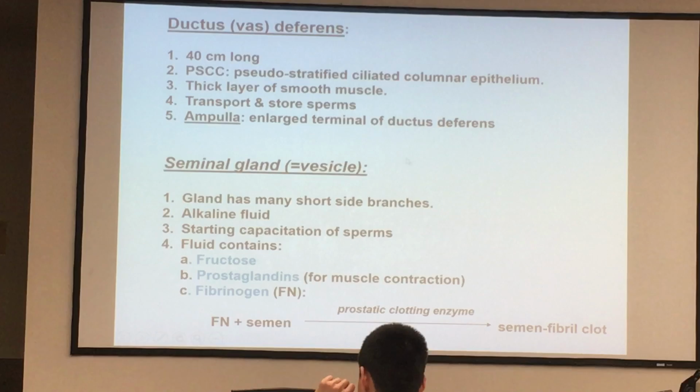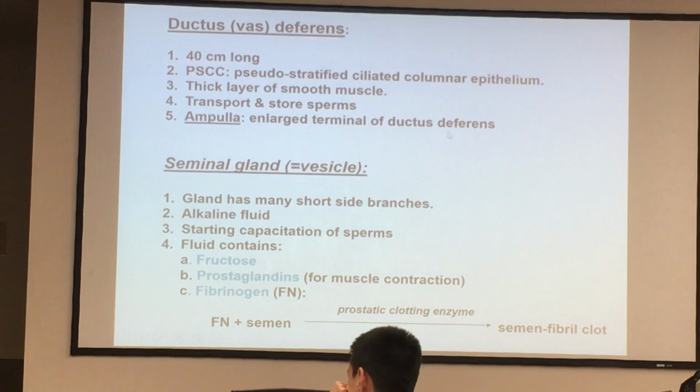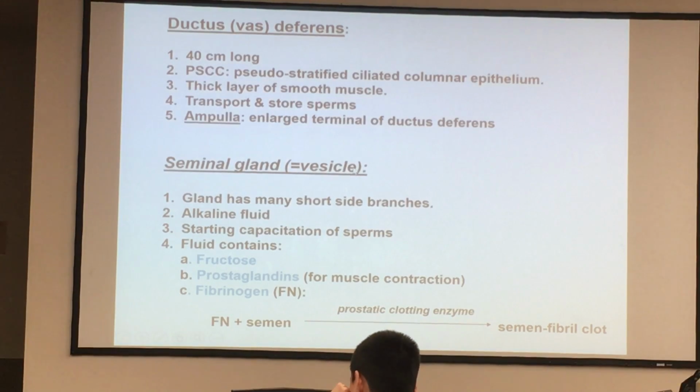Now the next organ is different. I just mentioned that. Also 40 centimeters, very long. Okay, all together. The enlarged part we call the ampulla. That's enlarged. And the accessory gland, the seminal gland or seminal vesicle.